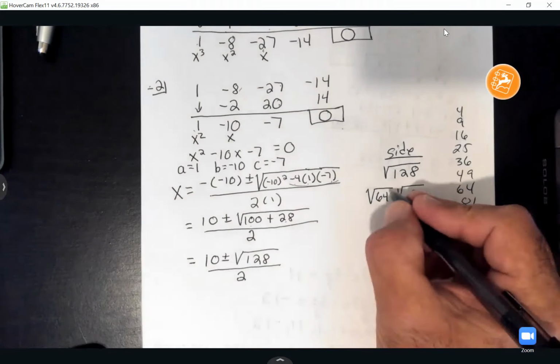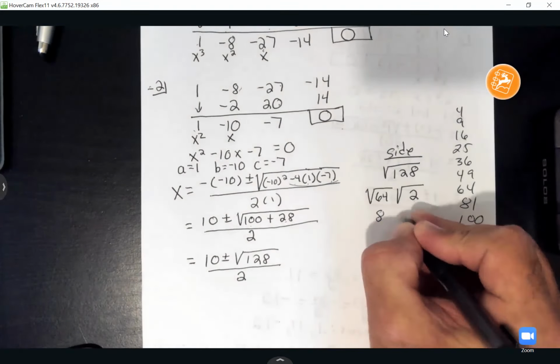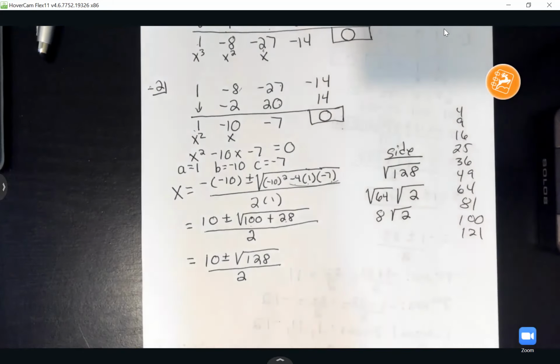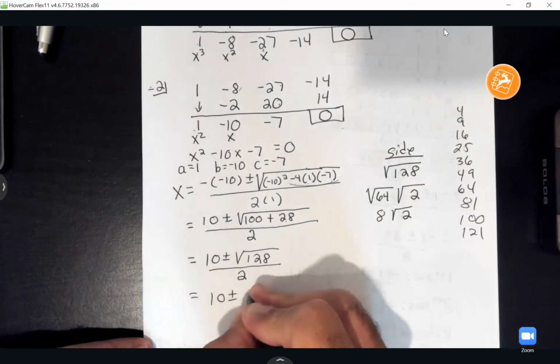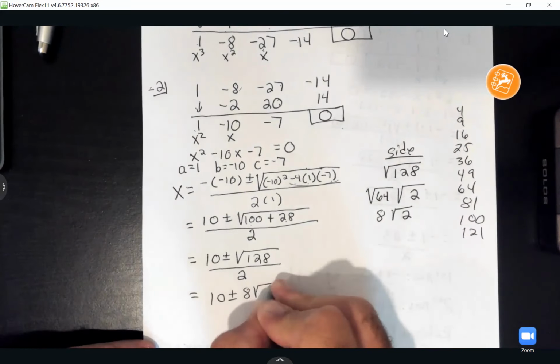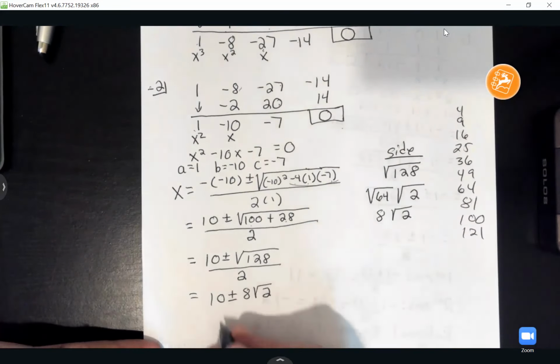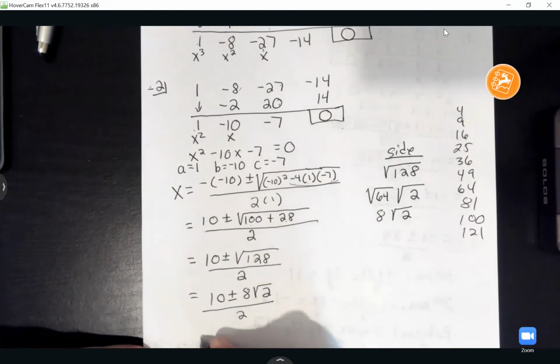All righty, y'all, so guess what? Square root of 64 is 8, so that's going to turn into an 8 square root of 2. So this now gives us 10 plus or minus 8 square root of 2, all over 2.